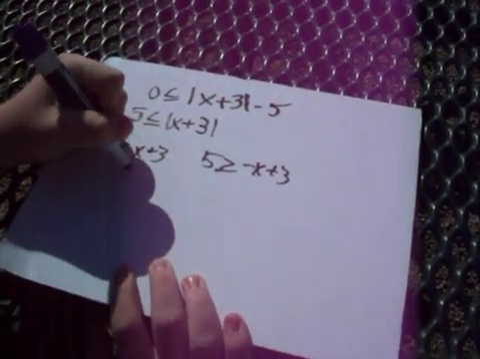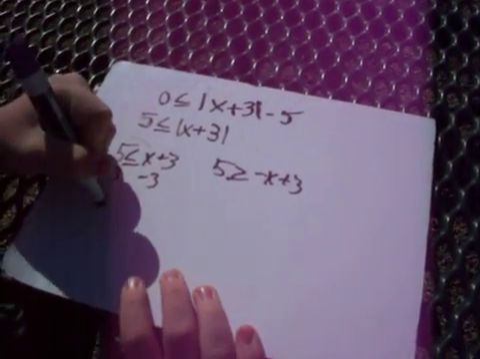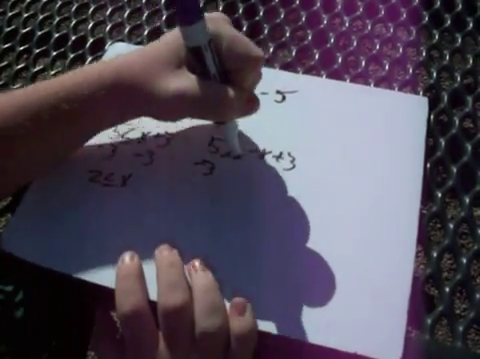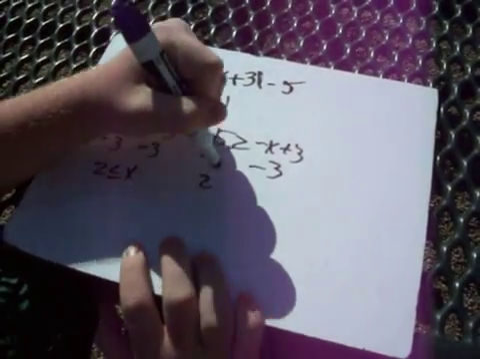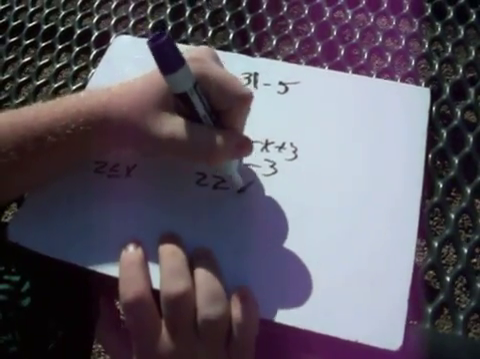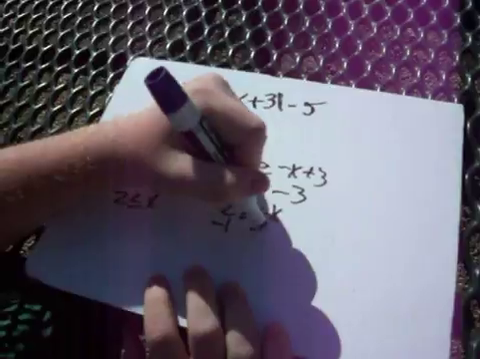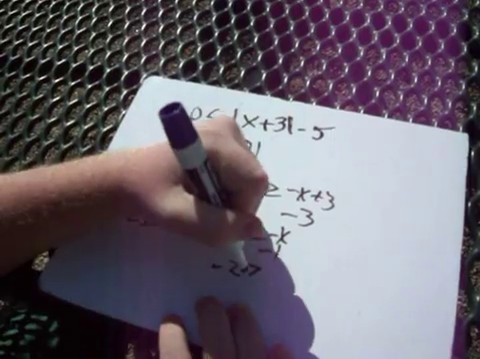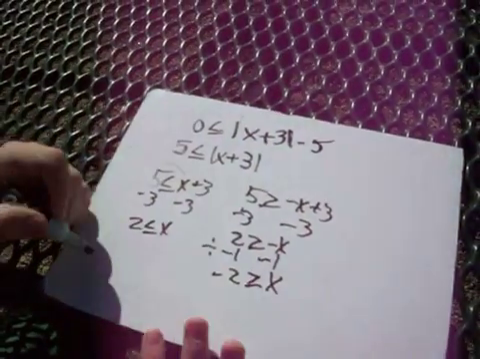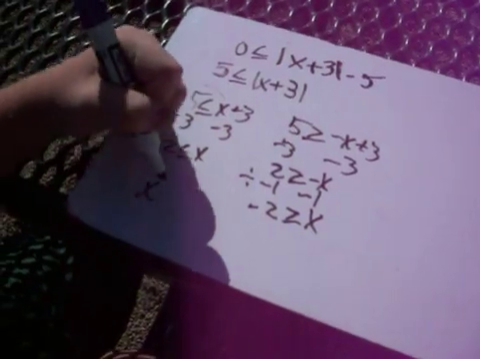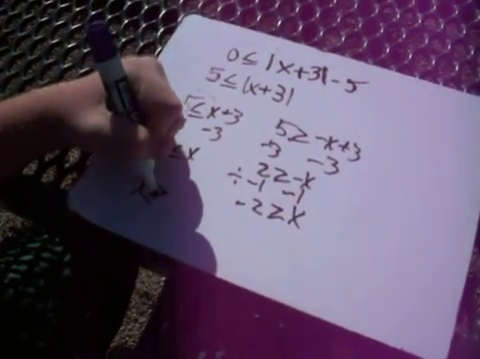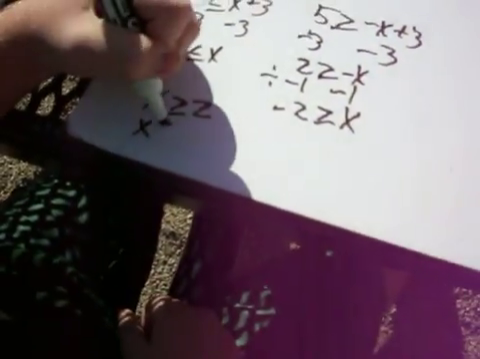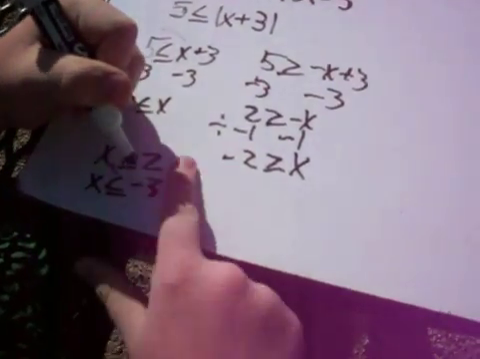From there, we'll subtract 3 from each side, getting 2 is less than or equal to x, and 2 is greater than or equal to negative x. And then here we'll have to divide by negative 1, giving us negative 2 is less than or equal to x. And our answer will be x is greater than or equal to 2, and x is less than or equal to negative 2. Not 3, 2.